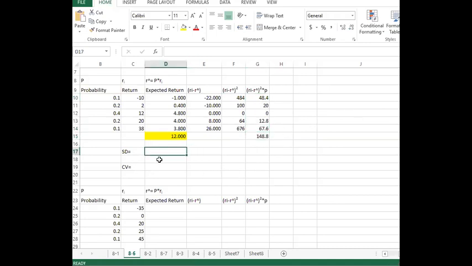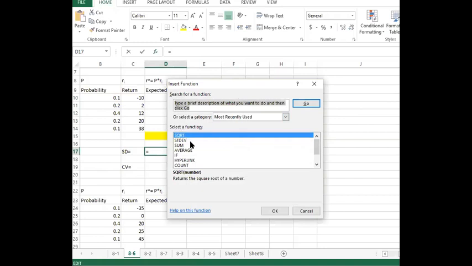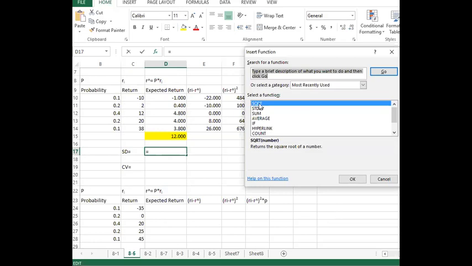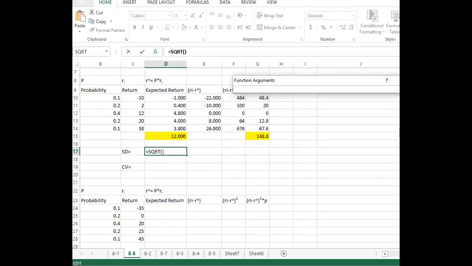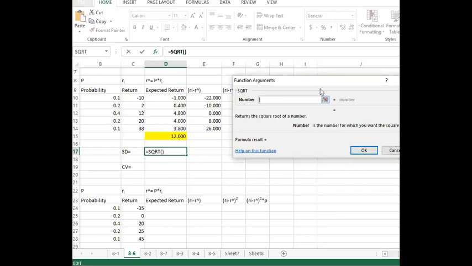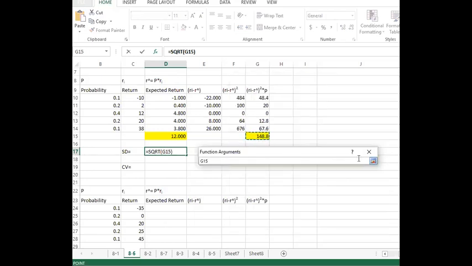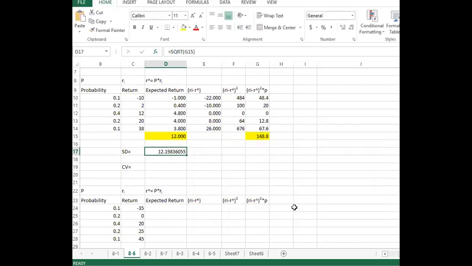And then we take sum of it, which is 148.8. For standard deviation, this 148.8 would be used. Here we have the function of square root. In the last step, we take square root of this amount. So 12.198 is your standard deviation.